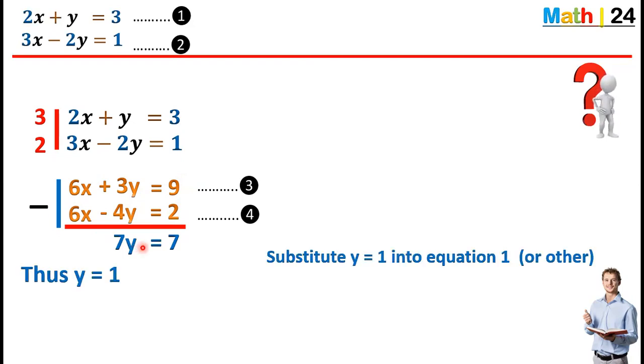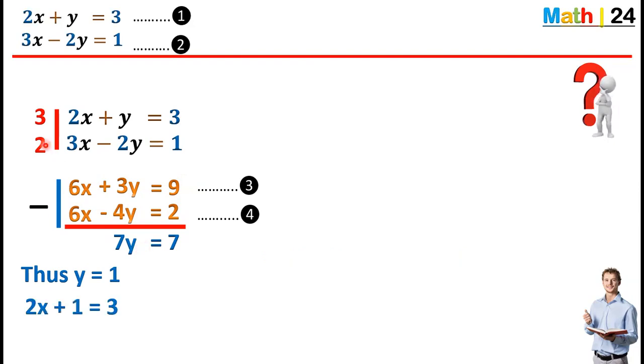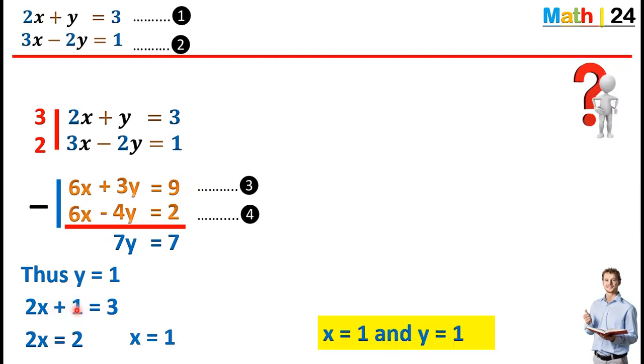So we can now substitute y equals 1 in any of the equations above to find the value of x. Let's use equation 1. So I'll have 2x plus, instead of writing y, 2x plus 1 is equal to 3. 2x equals 2 and x equals 1. So x is 1 and y is 1. You can even test the answers in these equations. Solve more. That is the secret.